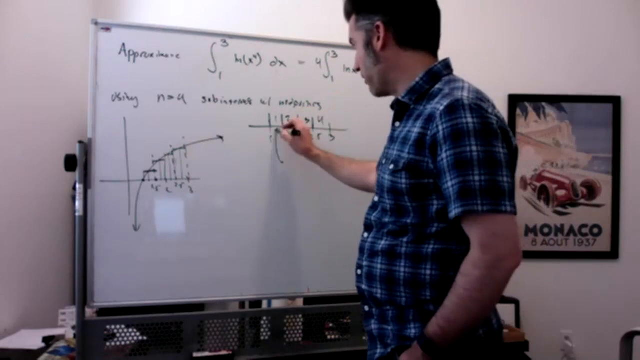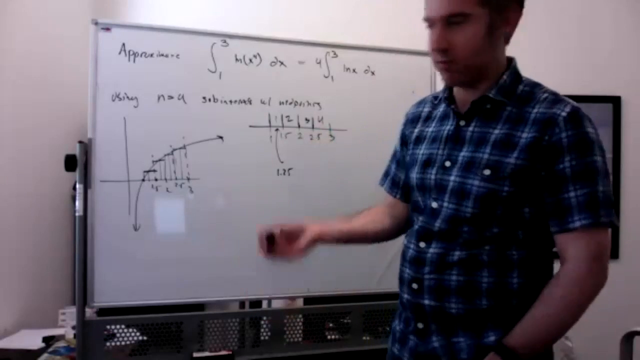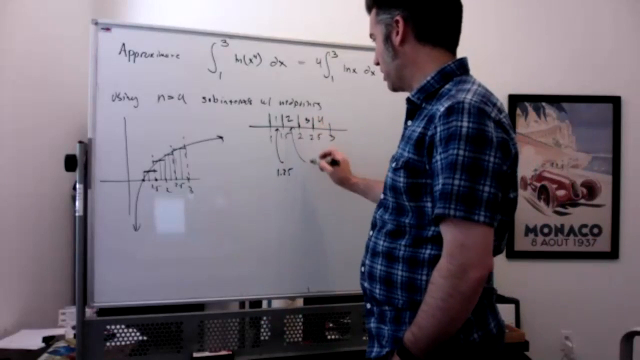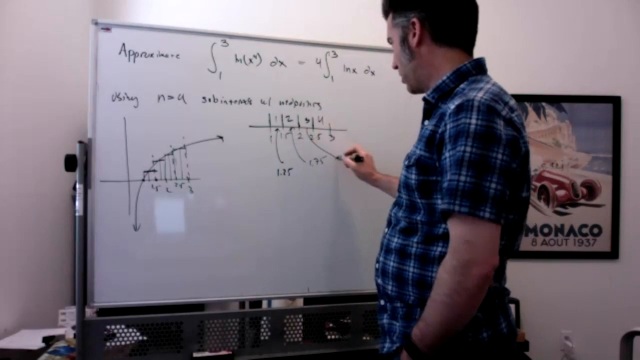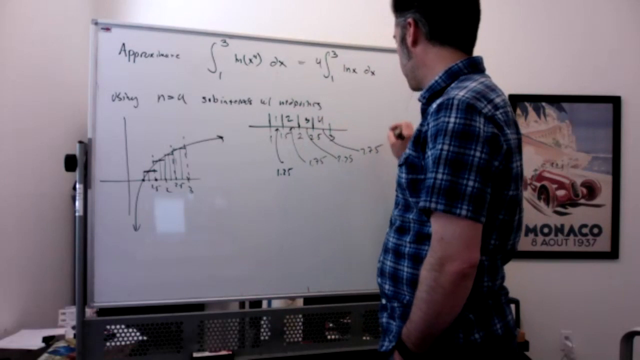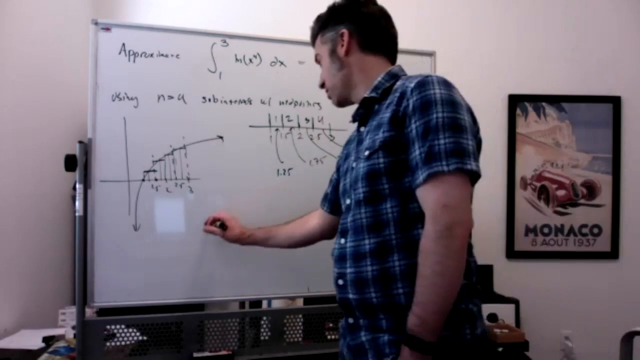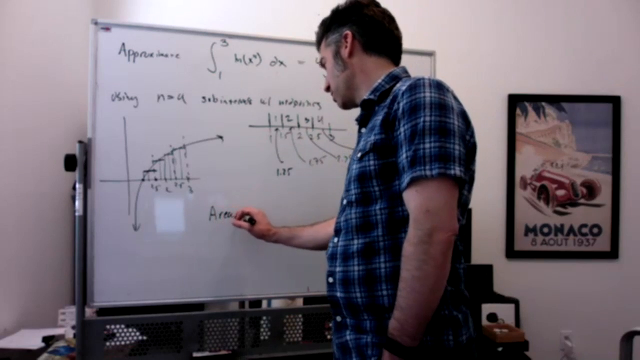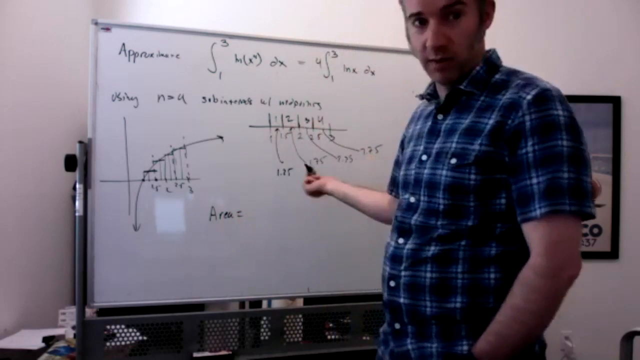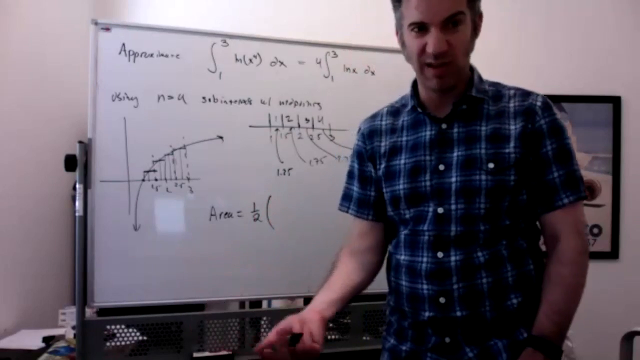So the midpoint of that section is 1.25. I happen to pick numbers that were similar to the previous time. Sorry, the midpoint there is 1.75. The midpoint there is 2.25. The midpoint there is 2.75. So then to estimate the area is going to be the base of each of those rectangles, which again is 1/2. Sorry for not changing it up. I should have made it different.